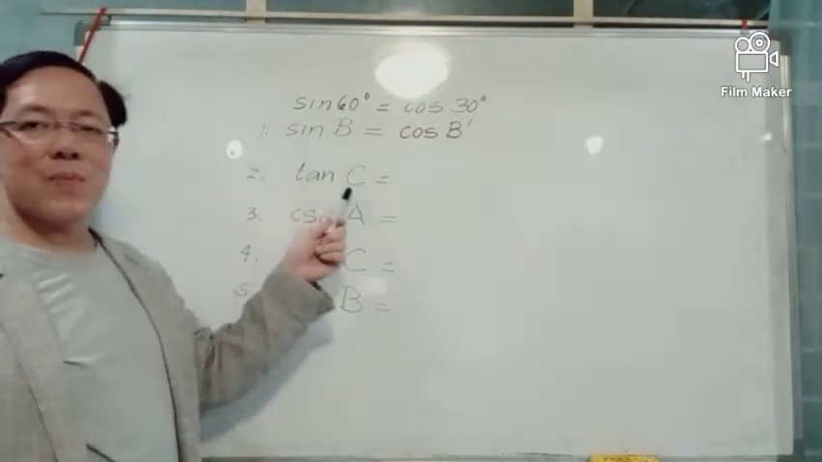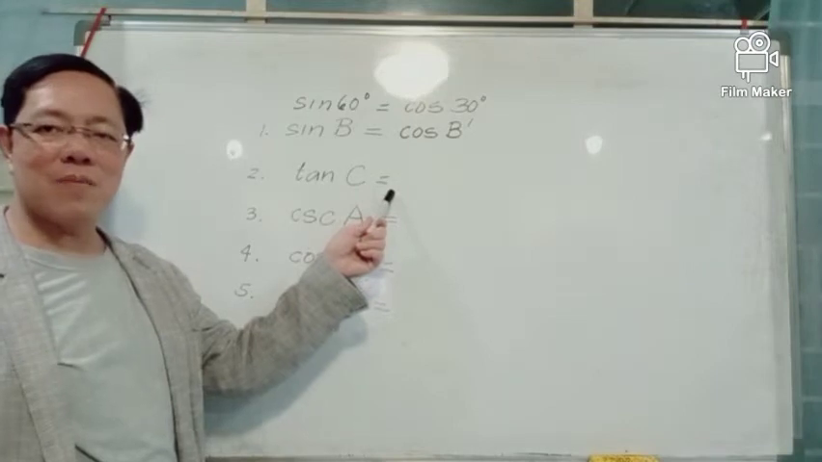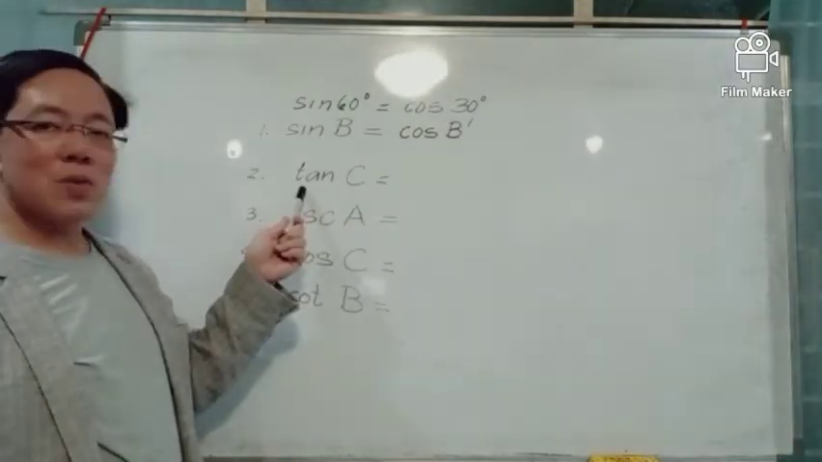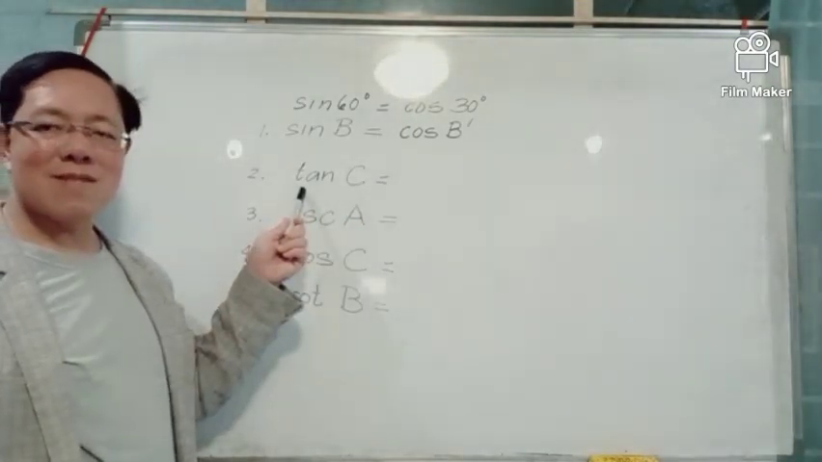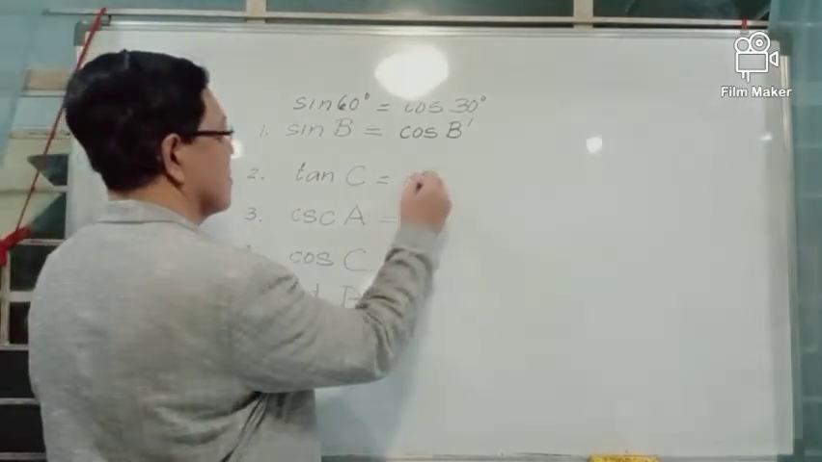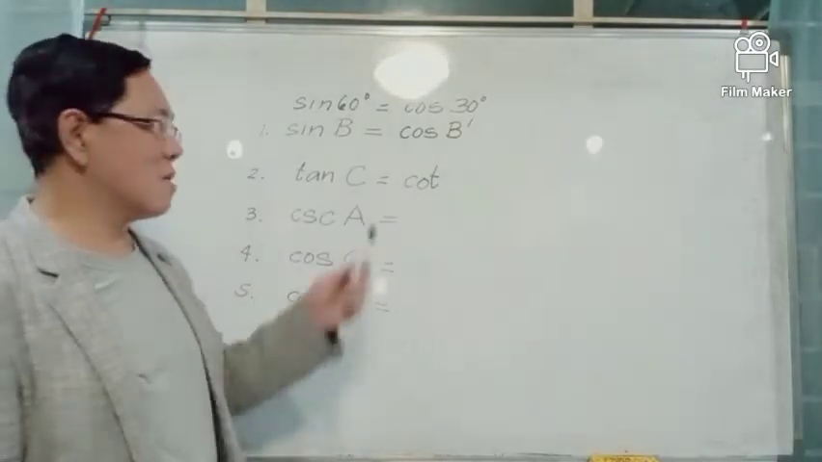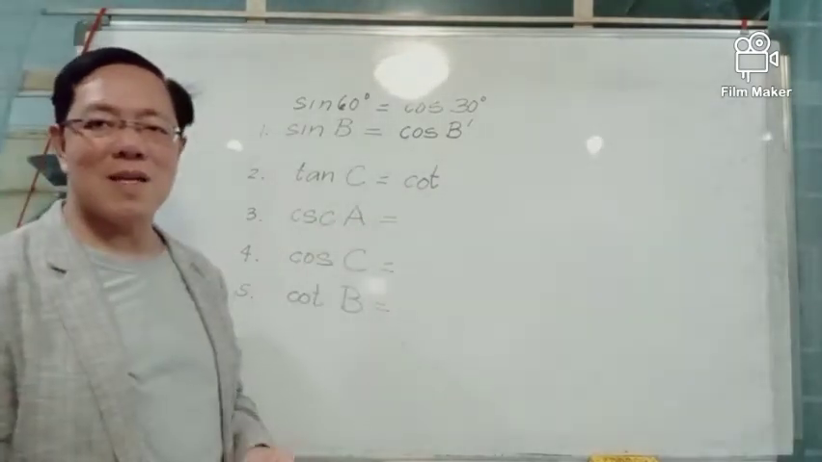The tangent of angle C is equal, by complement angle theorem, to the cofunction of tangent. Cofunction of tangent is cotangent. And the complement of angle C we denote by C prime.